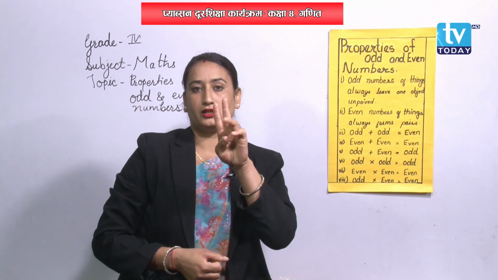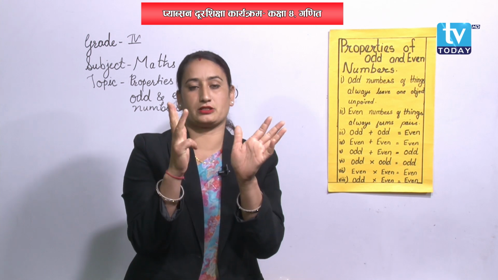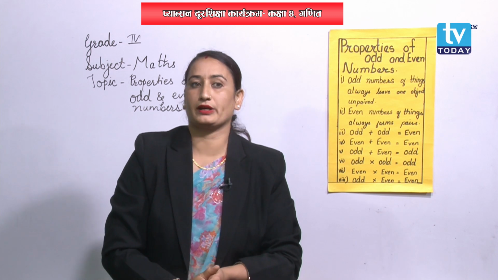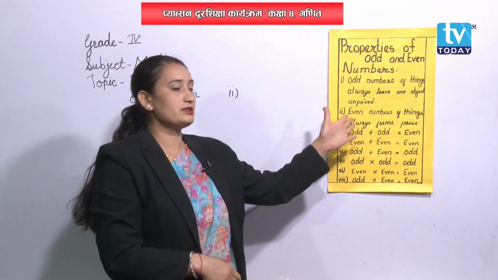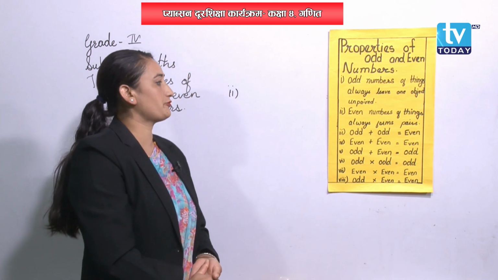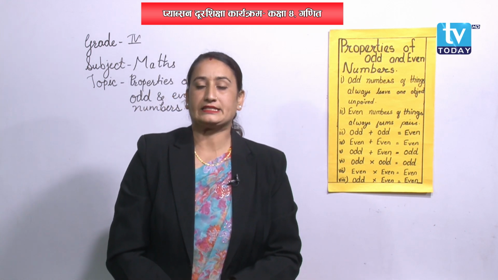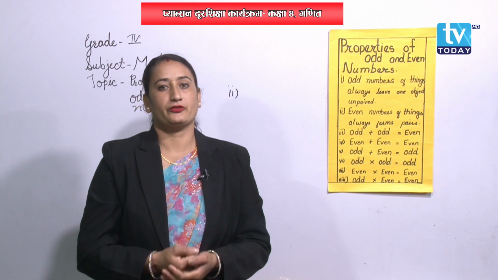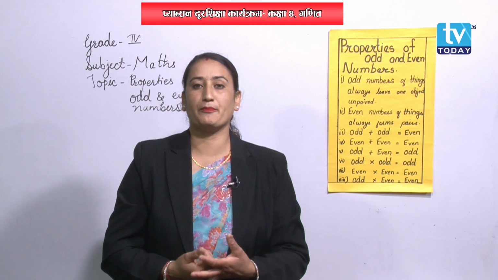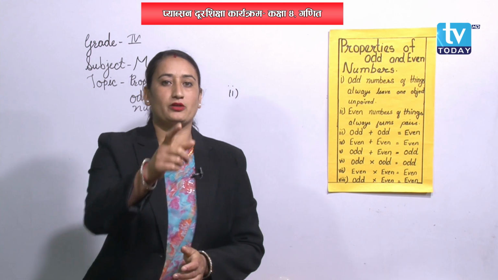4 fingers make 2 pairs. 6 fingers make 3 pairs. 8 fingers make 4 pairs. Like this, it proves the second property. So even numbers of things always form pairs. Are you getting me? That's your second property. So you can see on your one hand, you can count the fingers, and then you can make them pairs as well. Okay. So the first and second you can prove by your one hand.